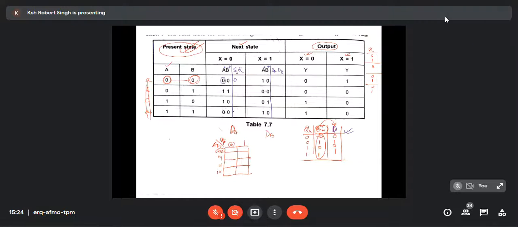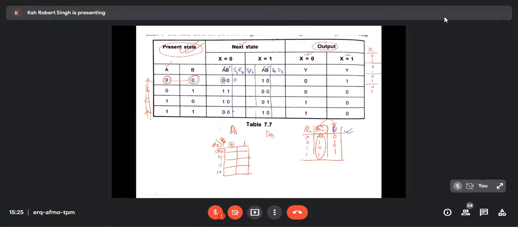SA, RA, SB, RB will come, but we don't have space to write, so I don't write SB and RB. If it is an SR flip-flop, you design using the SR flip-flop. SR has 2 inputs; D has only 1 input. So one flip-flop D, another flip-flop D. SR is just 1 flip-flop. So SA, RA, SB, RB also will come if it is an SR flip-flop.